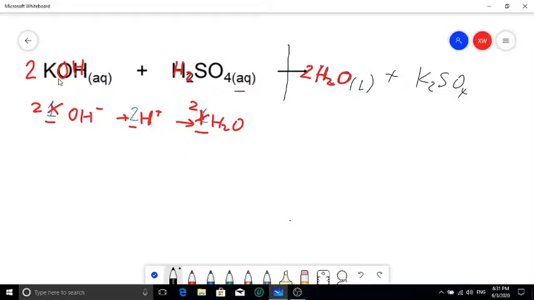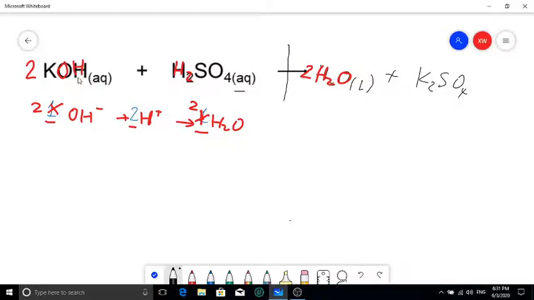You can see, for instance, you have 2 potassiums and you have 2 potassiums. You have 1 sulfur, you have 1 sulfur. Now hydrogens, you have 2 hydrogens here, 2 hydrogens here, that makes total 4, and you have 2 by 2, that's 4 hydrogens as well.